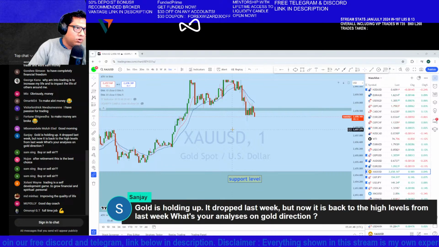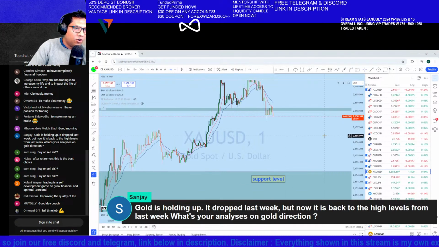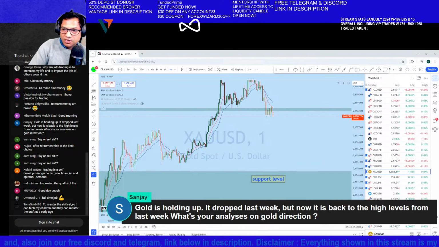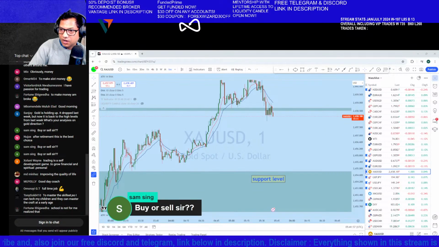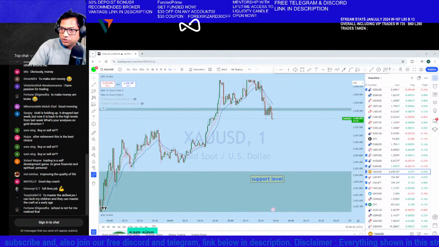So you are looking at gold at the moment, waiting for the market to come down for a deeper pullback. We can see that it's in an uptrend. We'll be looking for further buy or sell after retracement. This is the best choice. Welcome. Buy or sell, buy or sell.